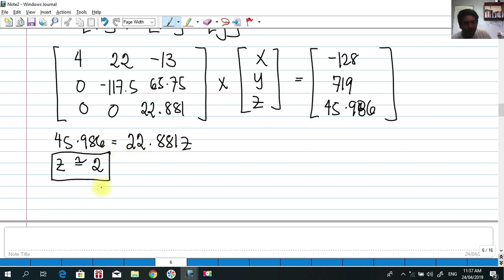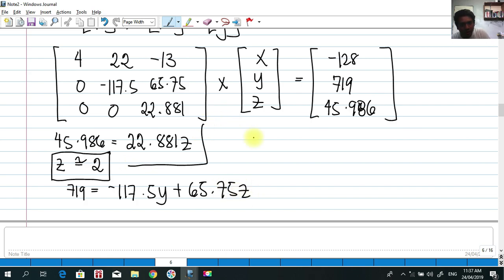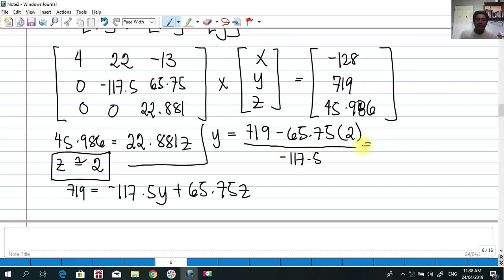So how about the x or the y? We have 719, and that is equal to, this is row 2 column 1. So 0 times x is 0, negative 117.5 times y, plus 65.75z. We don't know the y. So what are we going to do? We are going to isolate y. So that would be 719 minus 65.75 times the value of z, which is 2, and that should be divided by negative 117.5. So we have 719 minus 65.75 times 2 divided by negative 117.5, and that is equivalent to negative 5. So our value of y is negative 5.